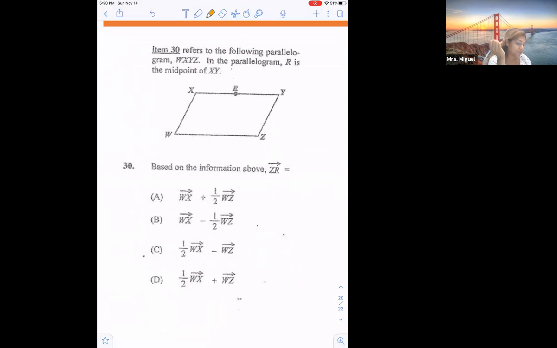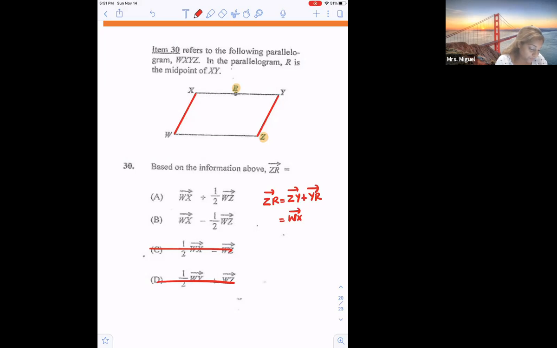And look at this, we want to go from Z to R. So we're going from Z to R. WX is the same as ZY. So Z to R is the same as Z to Y and then Y to R. But this is the same as WX. Right? So right away, my answer must have WX. So this and this out.